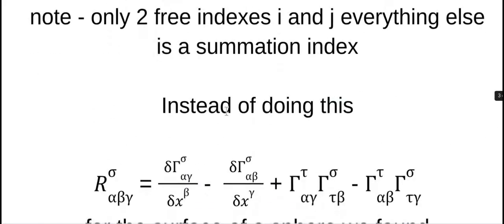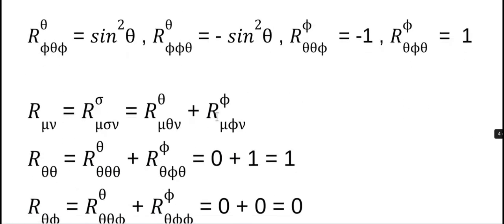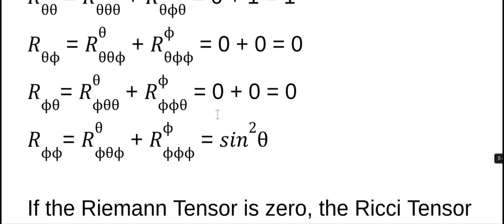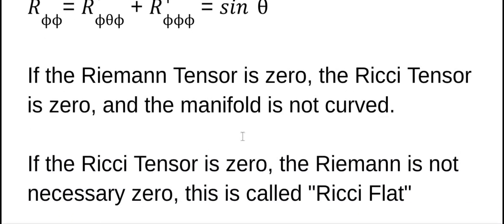Why not? When I first started this, I asked exactly the same question. And the answer was, if the Riemann tensor is zero, the Ricci tensor is zero. So that means it's not curved. So there is no Ricci tensor, and the manifold is not curved. If the Ricci tensor is zero, the Riemann tensor is not necessarily zero. This is called Ricci flat. And there's a very famous example of this that we're going to look at right now.